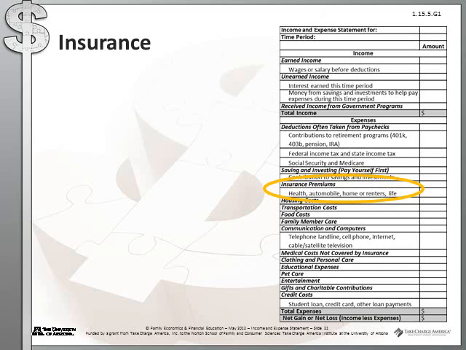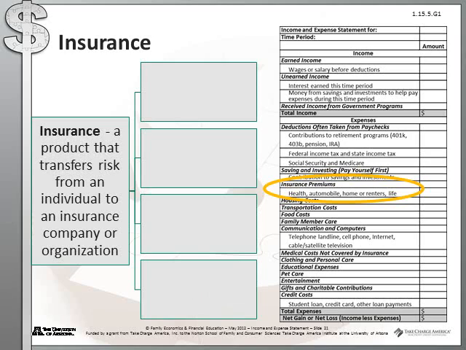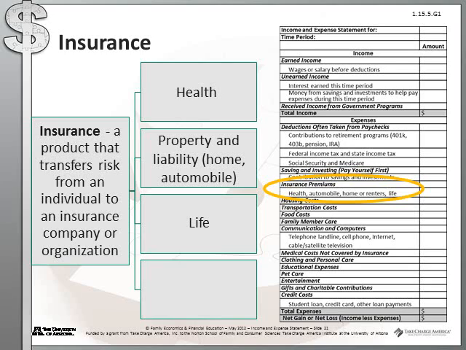Insurance is another common expense category. Insurance is a product that transfers risk from an individual to an insurance company or organization. Types of insurance you might be paying for include health insurance, property and liability insurance for your home or automobiles, life insurance, and disability insurance.